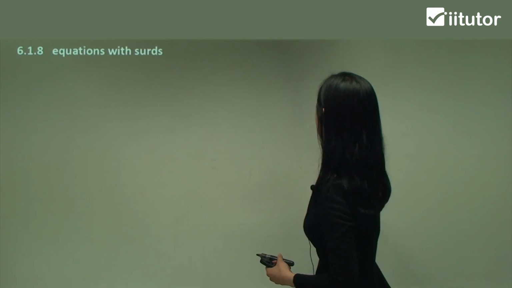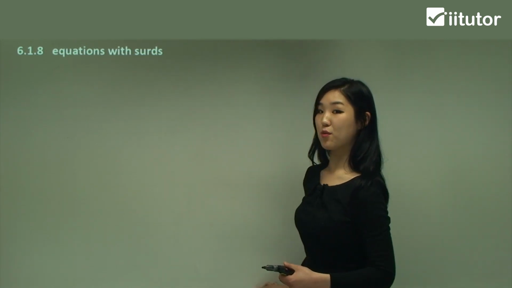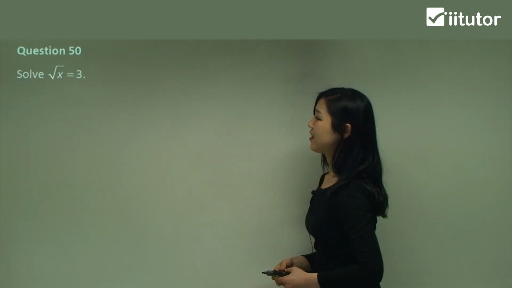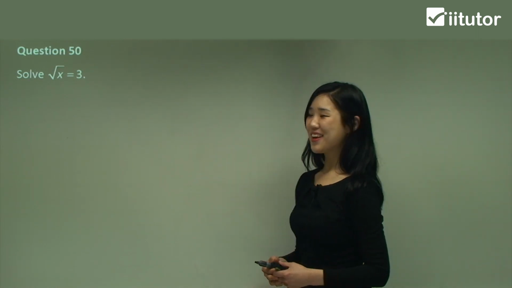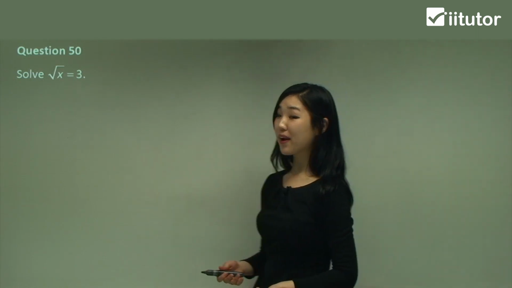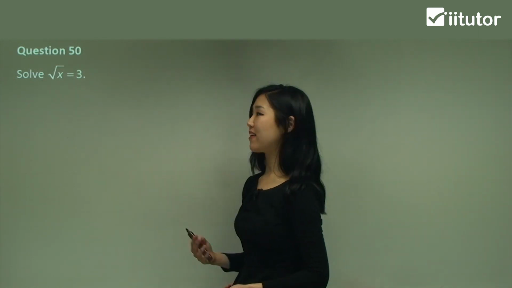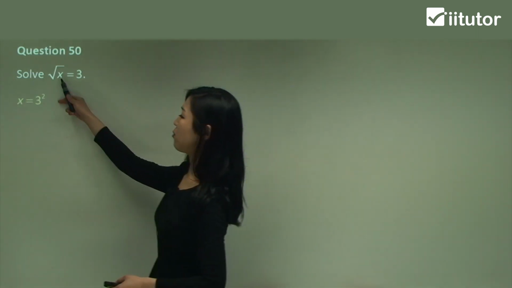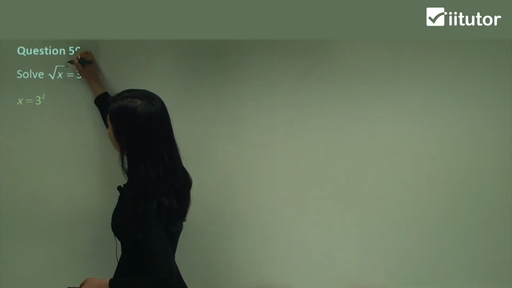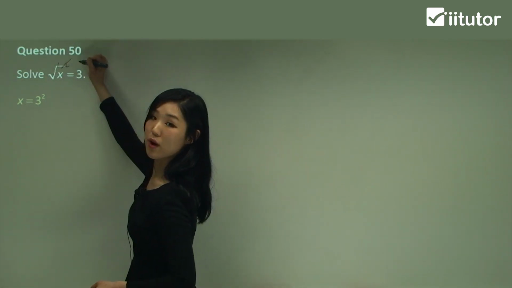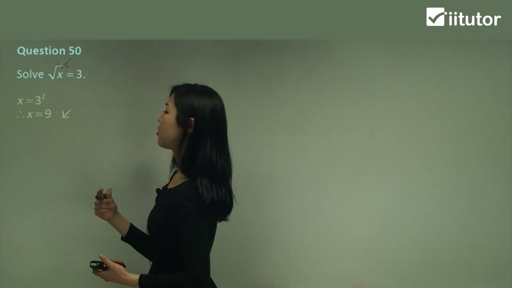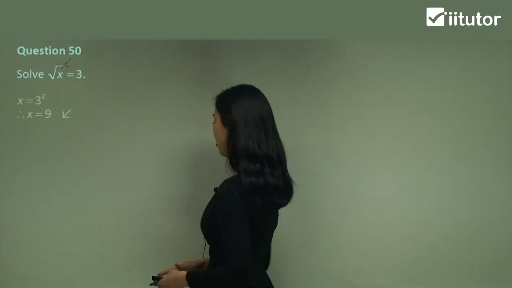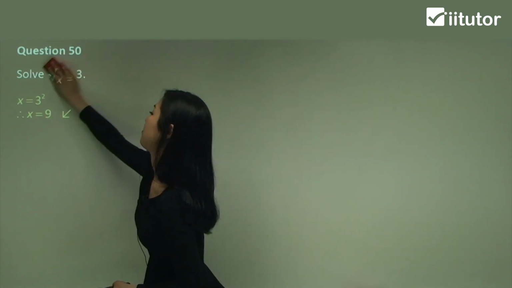So let's use that to answer the questions. Starting with 50. Actually I think that's the one I told you, isn't it? Square root of x is 3. We need to square it. If I square it, this side will just cancel the square root and the square, so it's just x left over. And here we square 3, which is just 9. So x is just 9. Easy peasy.